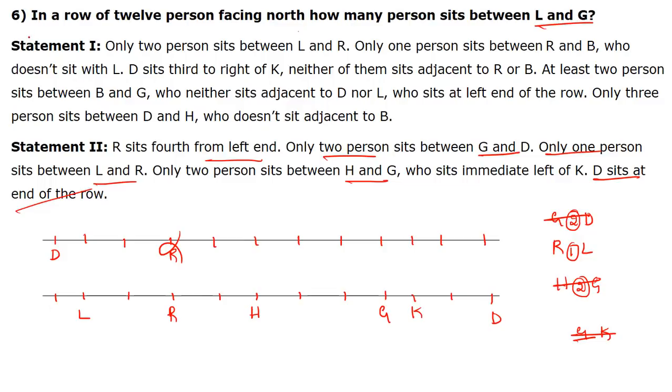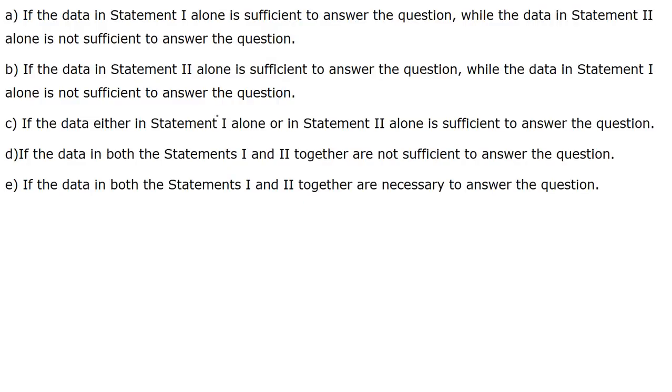So here friends, firstly we need to understand the question. Whenever we are solving questions on data sufficiency, we have to see the question first, which I didn't do in the beginning. Make sure you understand the question, then look at the statements. We need to check how many persons sit between L and G. So L is here, 1, 2, 3, 4, 5, 6. There are 6 persons between L and G. So with the help of statement 2, you can answer, but statement 1 is not sufficient. Therefore, option B, that is, the data in statement 2 alone is sufficient to answer the question, while the data in statement 1 is not sufficient, should be our answer. I hope you got it.